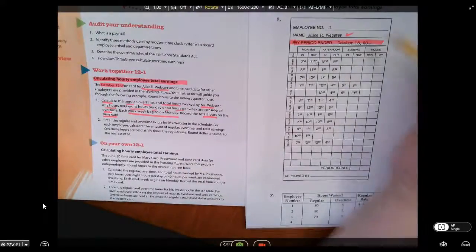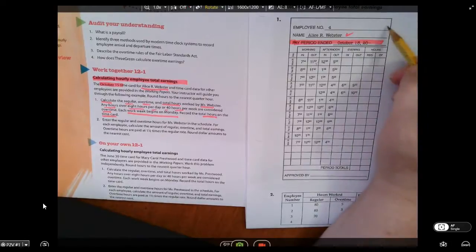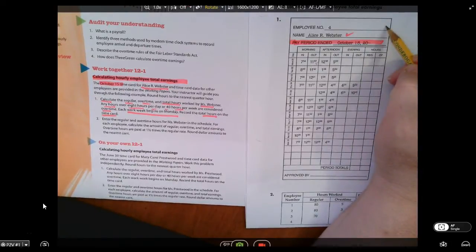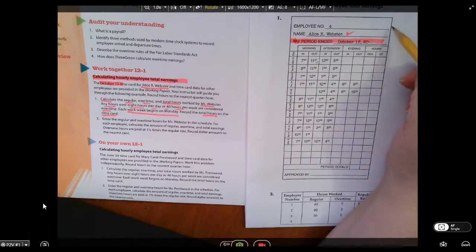So now what we have to do is look at her time card. The first thing that the time card tells us is the employee number. Each employee is going to have an employee number, and that's going to become apparent later. Remember, we have to keep the employment records for each employee. This is for Alice, for the pay period ending.